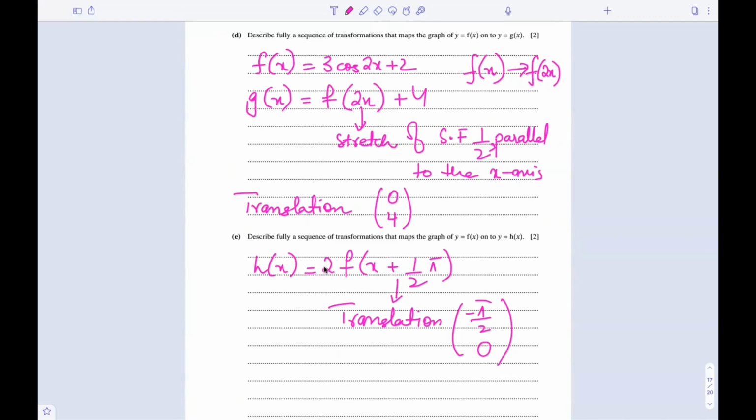And this too represents a stretch. So when the function is multiplied by any constant, it represents a stretch in the y direction, which is parallel to the y-axis. So we can say stretch parallel to the y-axis, and the stretch factor would be 2.